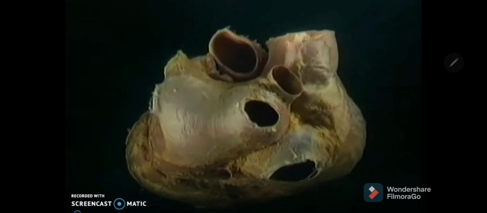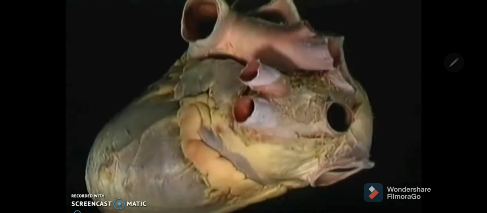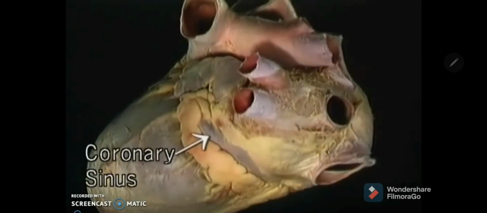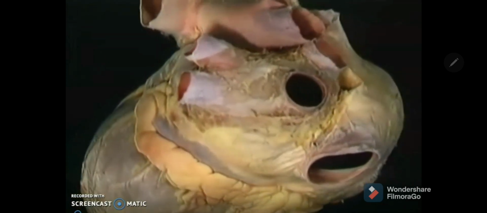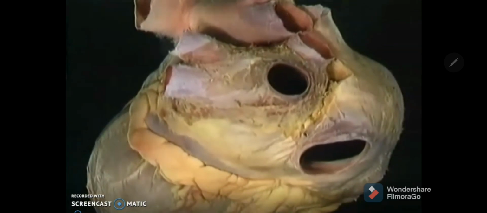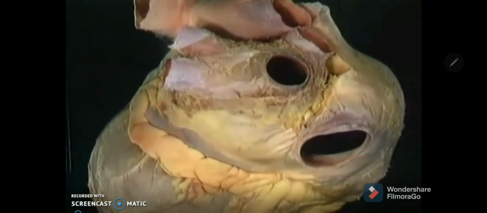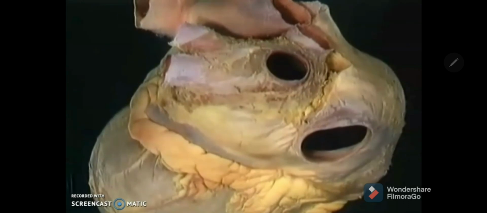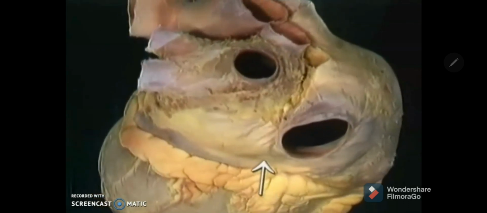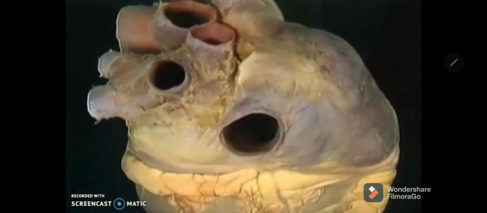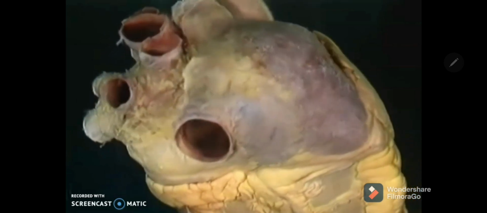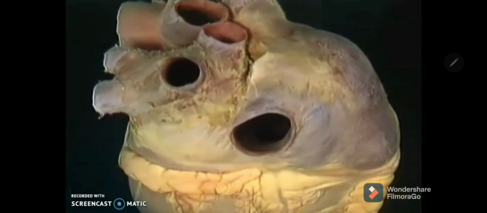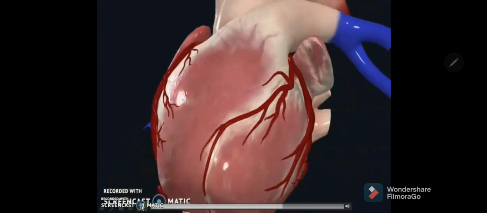Here you can notice the coronary sinus there. You are seeing the coronary sinus lodging in the left side of the posterior AV groove. It has 5 tributaries: great cardiac vein, oblique vein of left atrium, and posterior vein of left ventricle turning to the left side. Middle cardiac vein and small cardiac vein turn the right side of the coronary sinus and open into the right atrium near the opening of inferior vena cava.